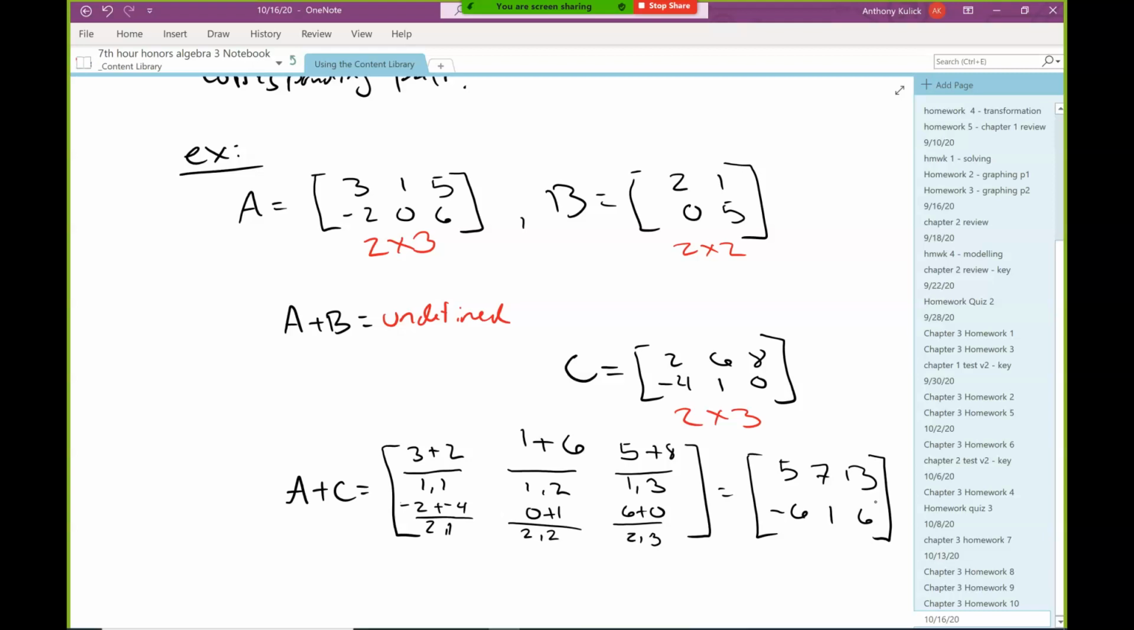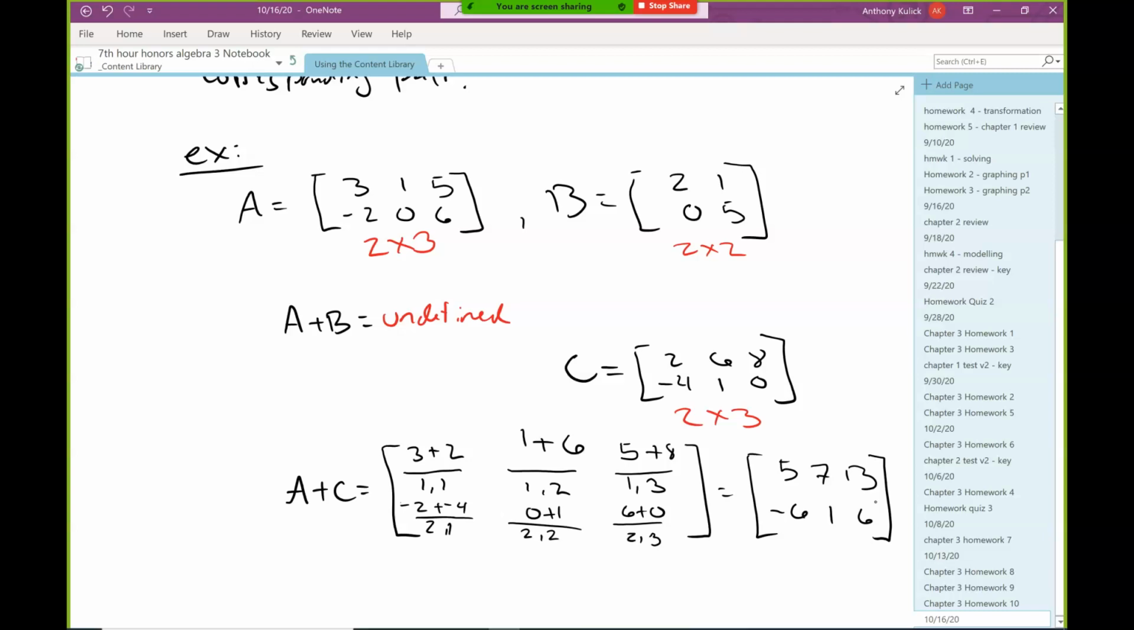Is that okay with you guys? Questions? Yes, Amy. So you can only add them together if they have the same dimension, but you don't need the same numbers inside. Correct. They don't have to be equal in order to add them together. Just their dimensions have to be equal. That's an important distinction, and I'm glad you asked to clarify.